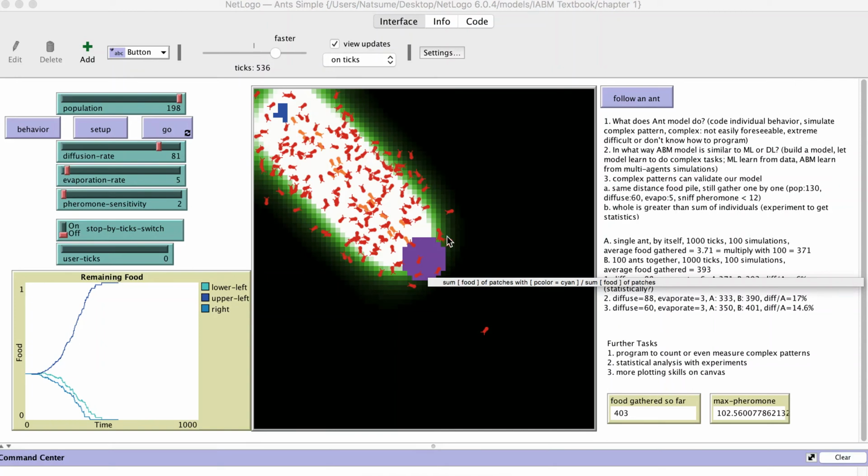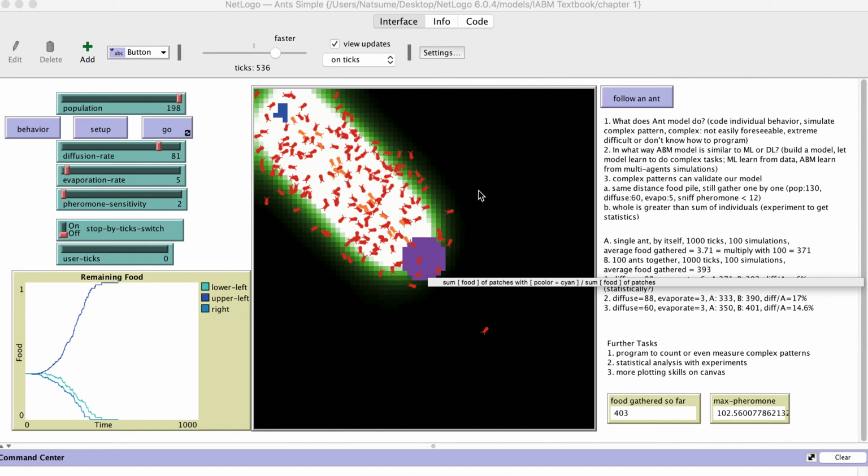So now we have finished our model. One of the next things we can try to do is to validate our model. As we know, to validate the model, we need to find a real complex pattern from the real world. And if our model can simulate similar patterns, which is matchable to the real complex pattern from the natural world, then we say that validates our model.